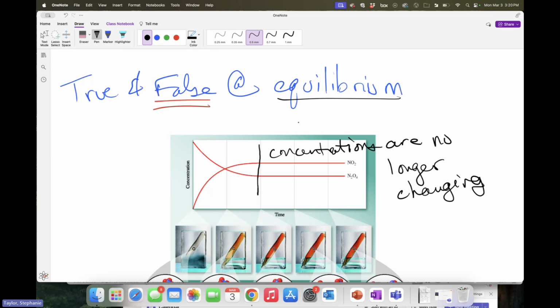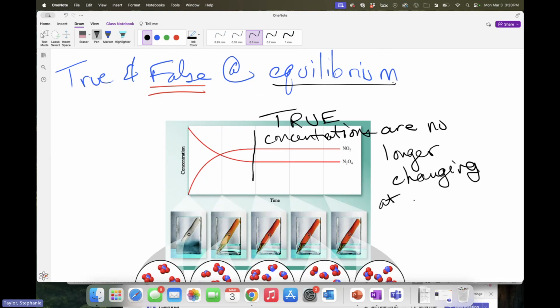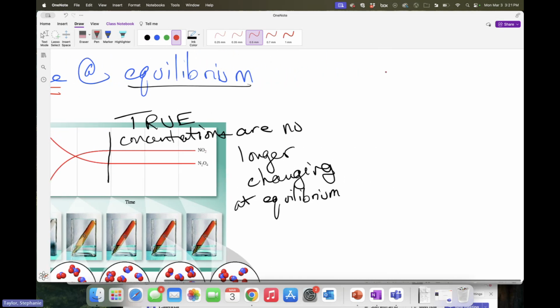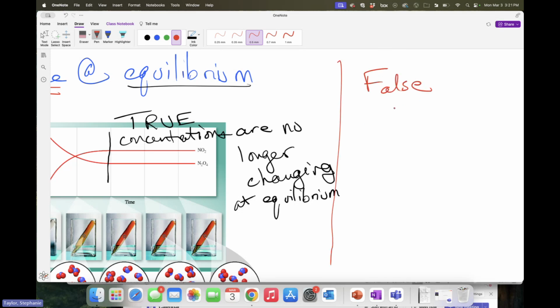Now, because that is my true statement, there are some things that sound like they are the same thing, but they're not. The true statement is that concentrations are no longer changing at equilibrium. Some of the things that are false, but sound similar, we're going to do in red. The false statement is something like concentrations must be equal.